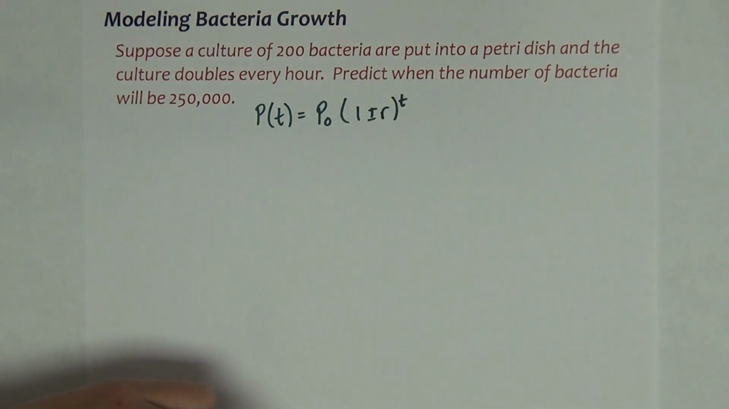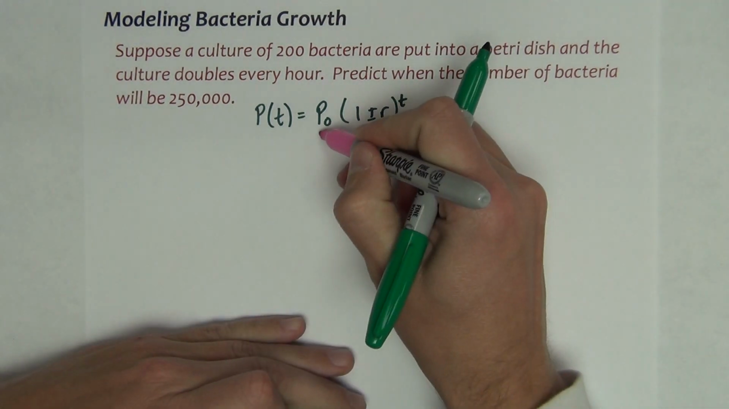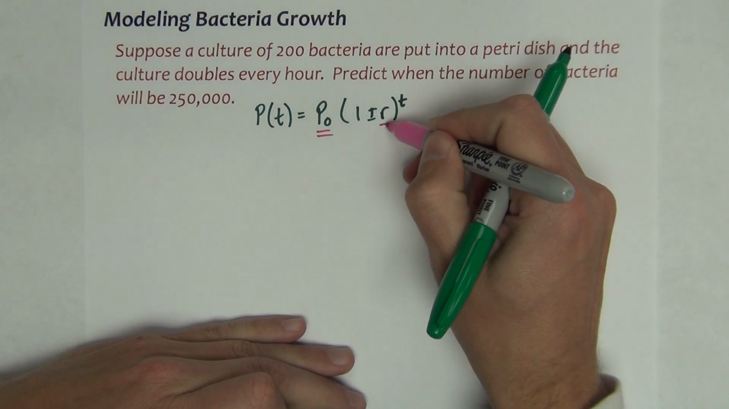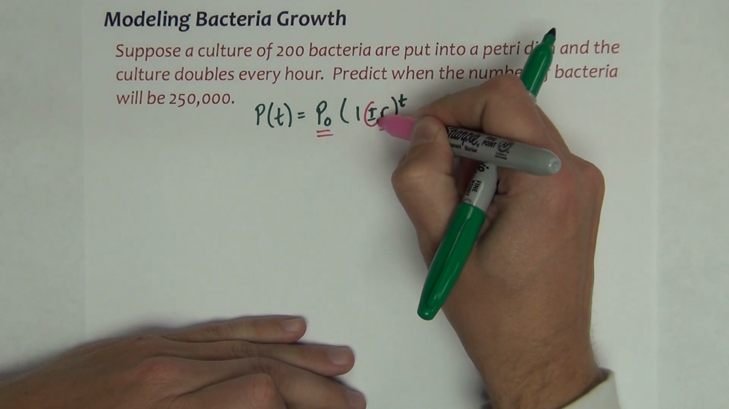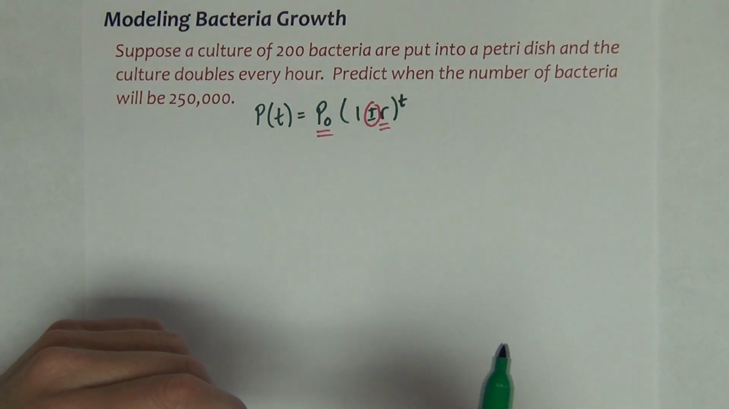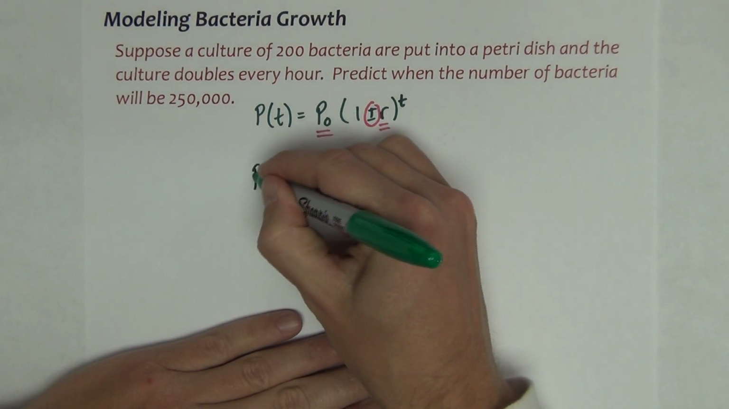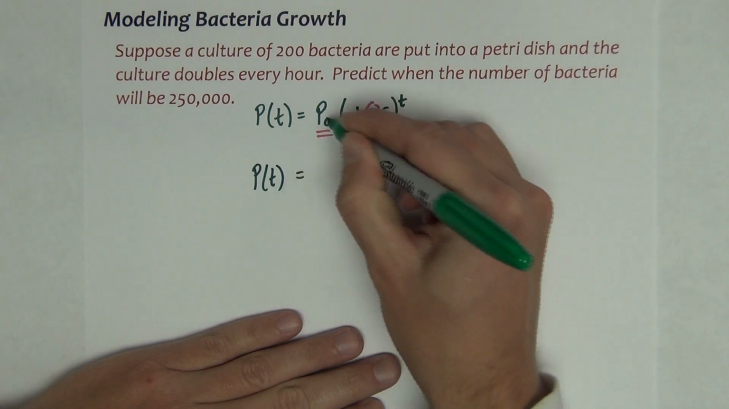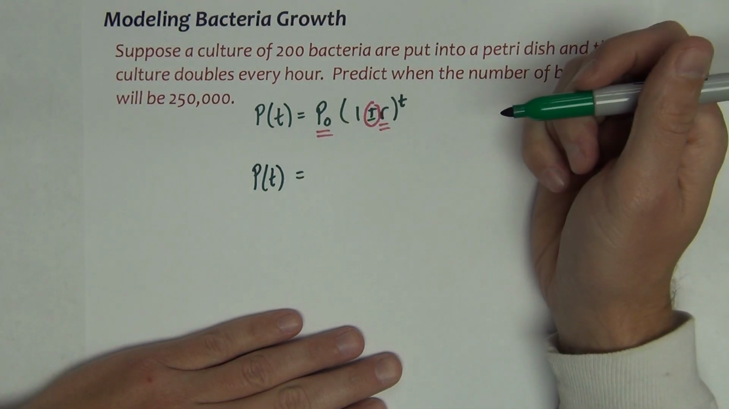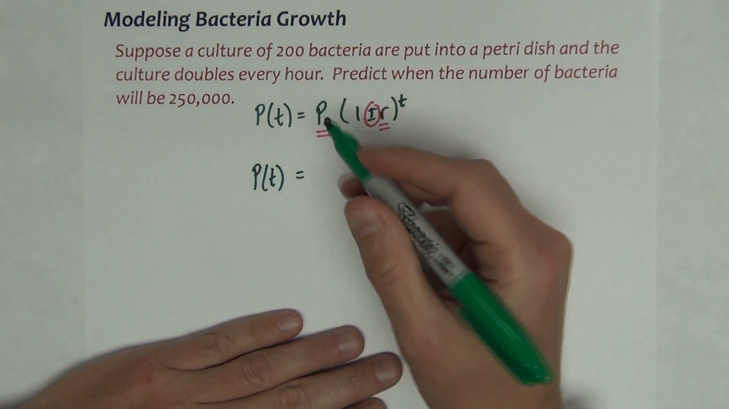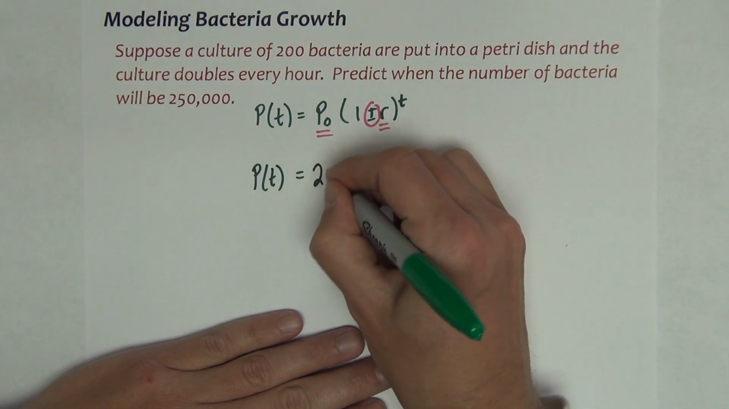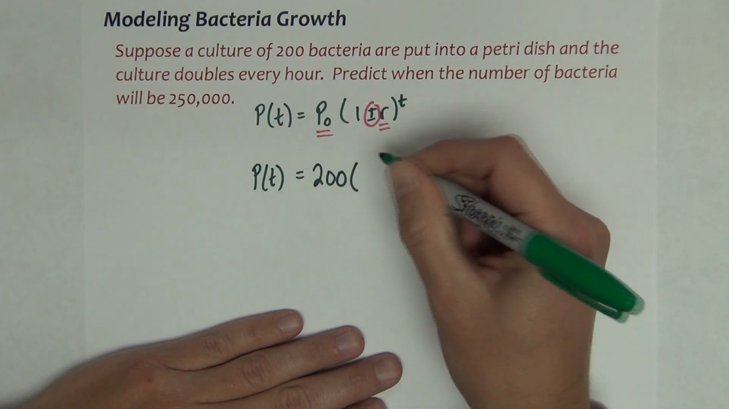And we need to figure out two values. We need to figure out what's the p sub 0, what's the r, and then which of the plus or minus are we going to use to complete this model. Okay, so the p sub 0, that's our initial population. Well, we started with a culture of 200 bacteria.